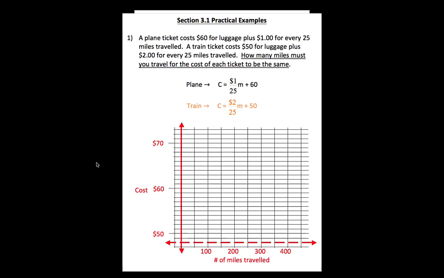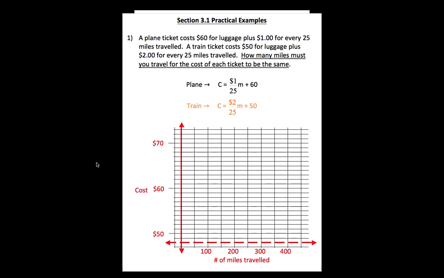The cost of the train ticket should be represented by the equation cost equals 2 over 25 times the number of miles traveled plus $50 for your luggage fee. In the second equation, the slope, 2 over 25, again represents the rate of change for cost. We are saying the cost will change by $2 for every 25 miles we travel.